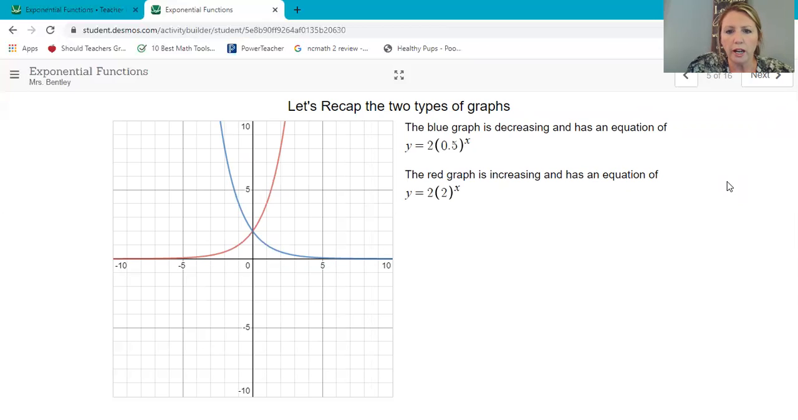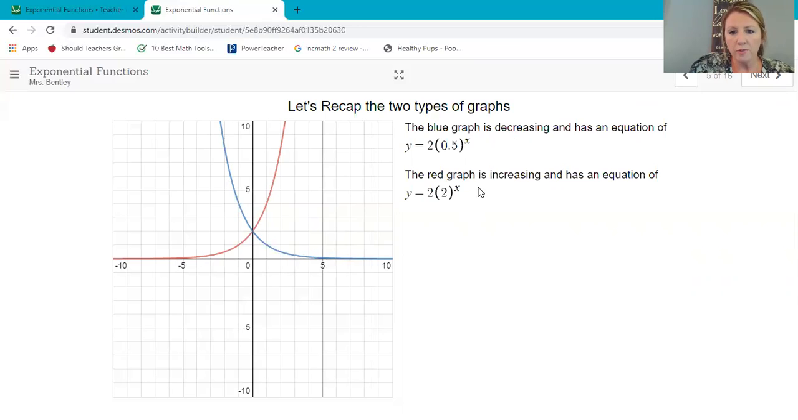This says the blue graph is decreasing and has an equation of 2 times 0.5. So notice the number that's in the parentheses is less than 1. That's an indicator that this is decay or it's decreasing. Notice that the blue line is going downhill from left to right. So I can look at this graph and determine that that is decreasing or decay.